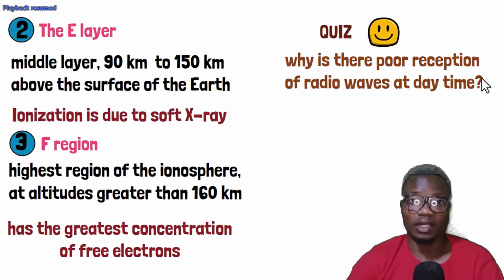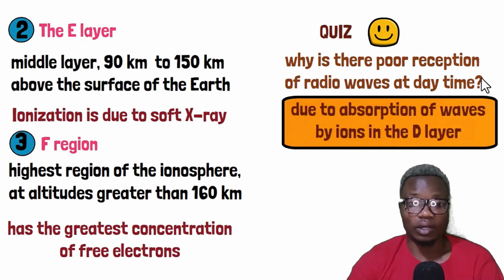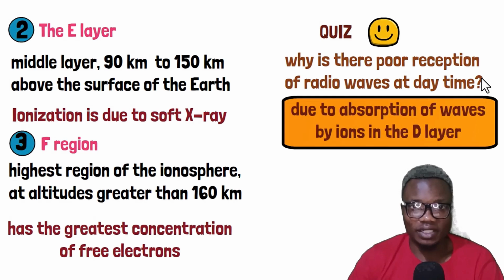So that can be the answer: absorption of waves by the ions in the D layer. During the day, there is a D layer, so it absorbs the waves. During the night, there is no D layer, so no absorption of the waves. That's why transmission and reception of signals during the night is more efficient compared to receiving information during the day.